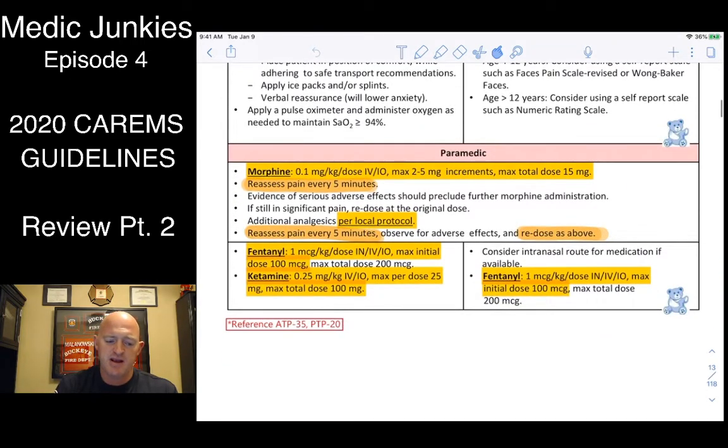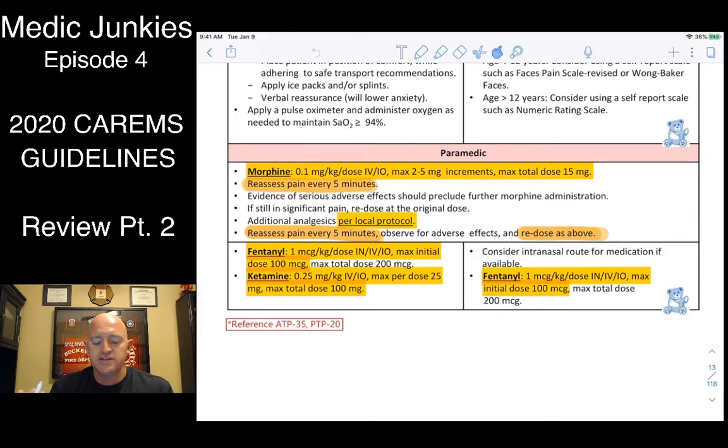As far as pain management goes, we've got morphine, 0.1 milligrams per kilogram. We can give 2 to 5 milligram increments up to a max of 15, okay? In the past, we're used to going up to 20. I mean, we're technically up to 10, but we were allowed to go to 20 if we really needed it. Maybe like a burn patient, okay? However, now we're only allowed to go to 15. If you needed to give more, because we carry 20, you would just have to call and patch for that, okay? And of course, reassess every 5 minutes.